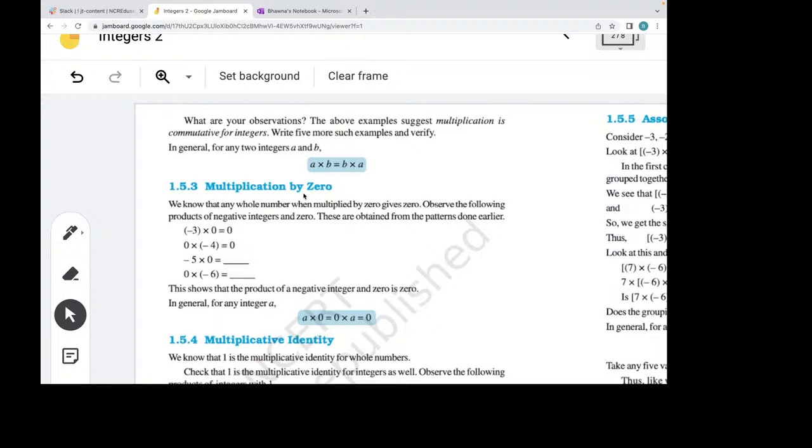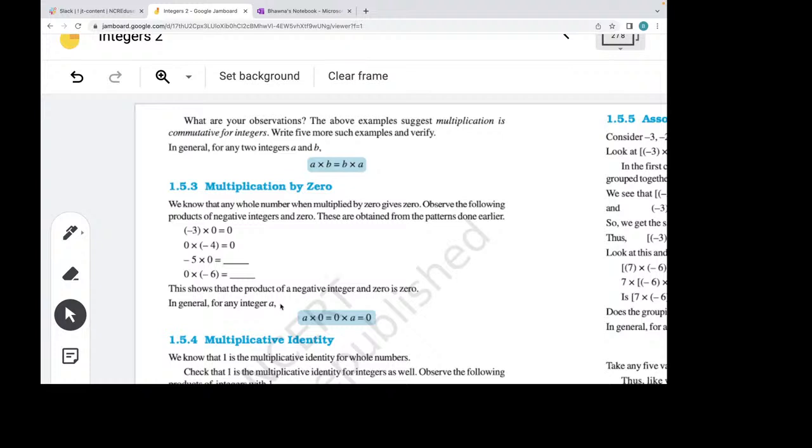Now let's learn about multiplication by 0. So what do you know about whole numbers? What do you get when you multiply whole numbers by 0? Everyone must know that when you multiply whole numbers by 0, it gives you 0, and it is the same for integers as well. 0 doesn't care about integers, fractions, natural numbers, or whole numbers. Whatever you multiply by 0, you are only going to get 0.